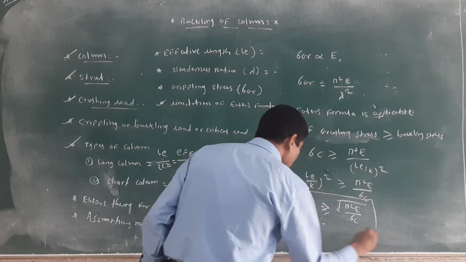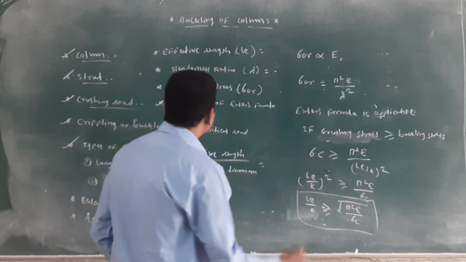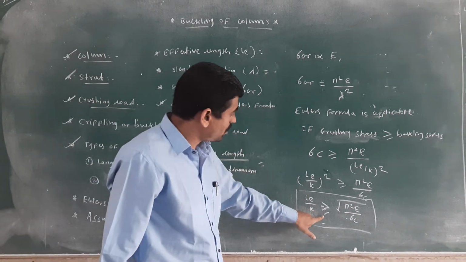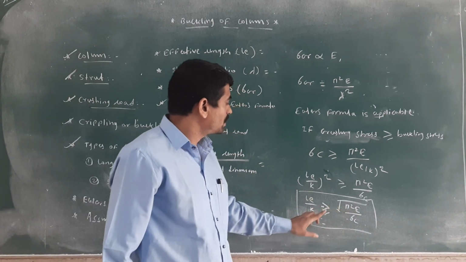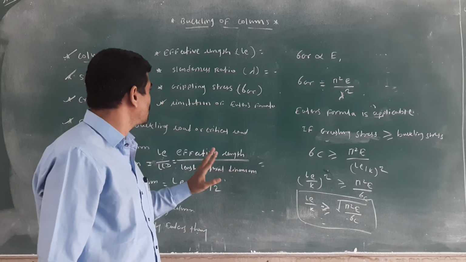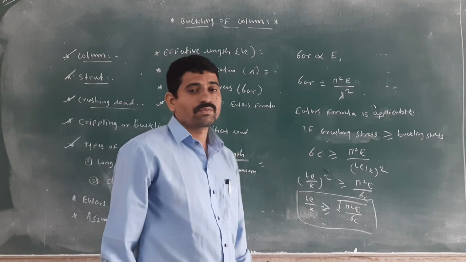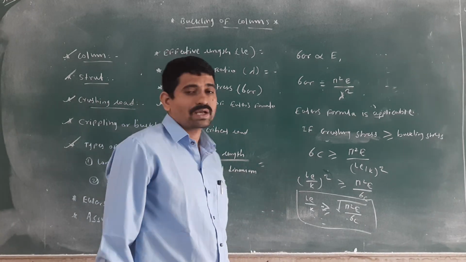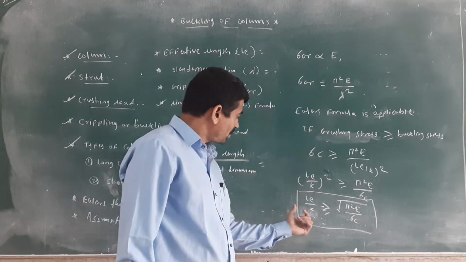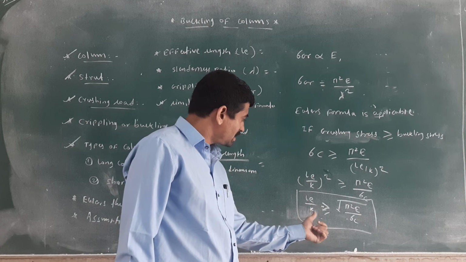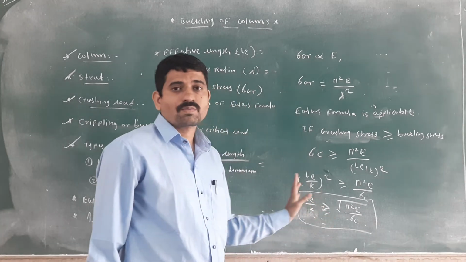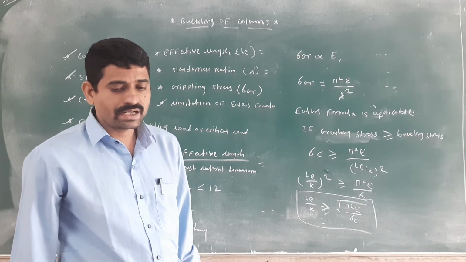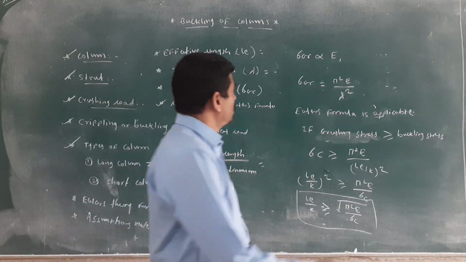You have to check the slenderness ratio. LE by K means slenderness ratio. If it is greater than or equal to this value, then this formula is applicable for the given numerical. Otherwise, this formula is not applicable. Okay, if you are getting the LE by K value less than this, then this formula is not applicable. Okay, you can take any example for the mild steel.